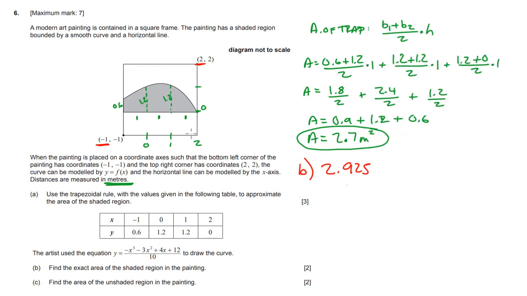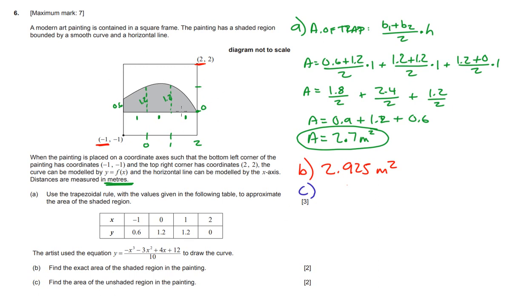So for part B, we're going to get 2.925, just double checking. I really should be labeling these as we go along. Like this up here, I should have put A on here for my work so they know exactly what's going on. Don't make the grader hunt for your stuff. So anyway, this 2.925 square meters is going to be the exact area of the shaded region in the painting. Okay? And then part C says find the area of the unshaded region in the painting.